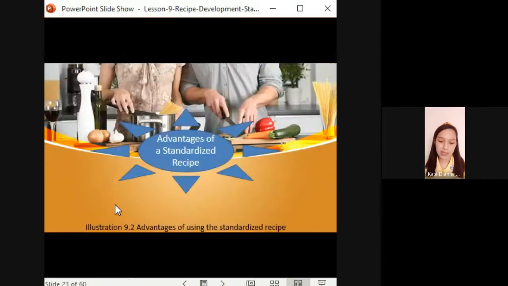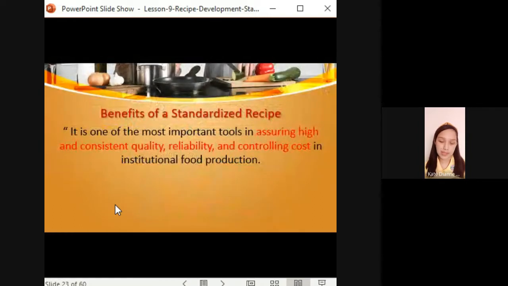Okay, so tapos na tayo sa ating quality. Let us proceed with the benefits of a standardized recipe. Ano nga ba yung mga advantages or benefits of it? It is one of the most important tools in assuring high and consistent quality, reliability, and controlling costs in institutional food production. So, pag standardized na yung recipe, katulad nga ng sinabi kanina, dinevelop siya, and then na-retest.